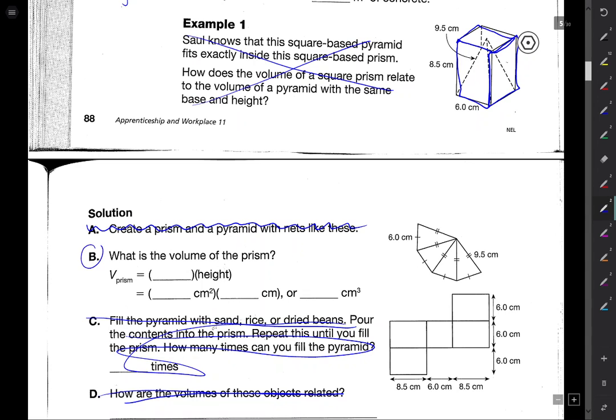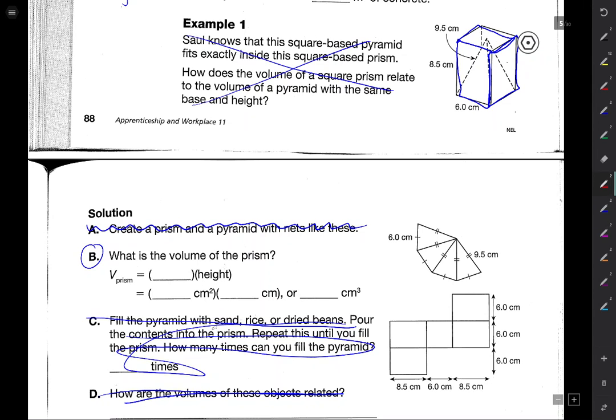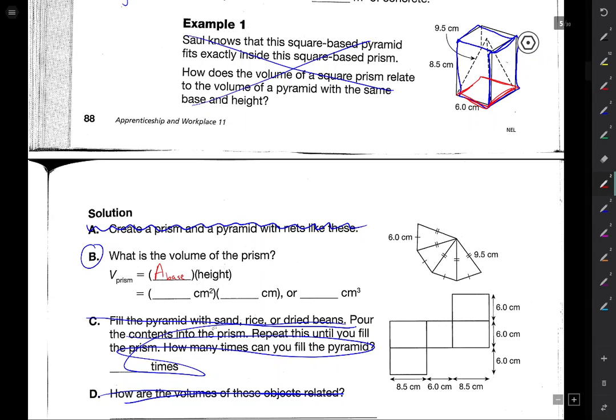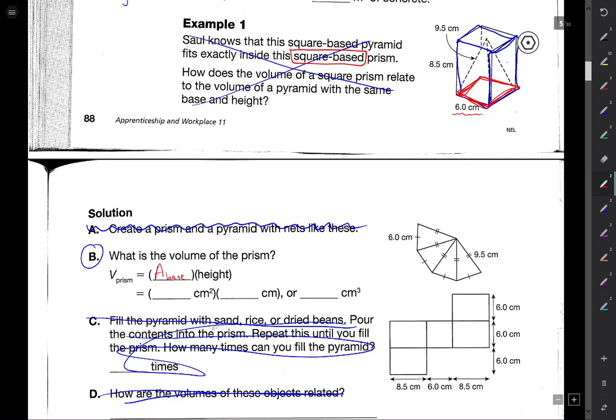It says for B, what is the volume of the prism? Remember, for any prism, we have to find the area of the base, and then multiply that times the height. So let's look at the area of the base of this prism. The base is what it's sitting on here. That shape looks to be a square because they measured this side of it here, and it does say it is a square-based prism. So I'm going to also put 6.0 on this side.